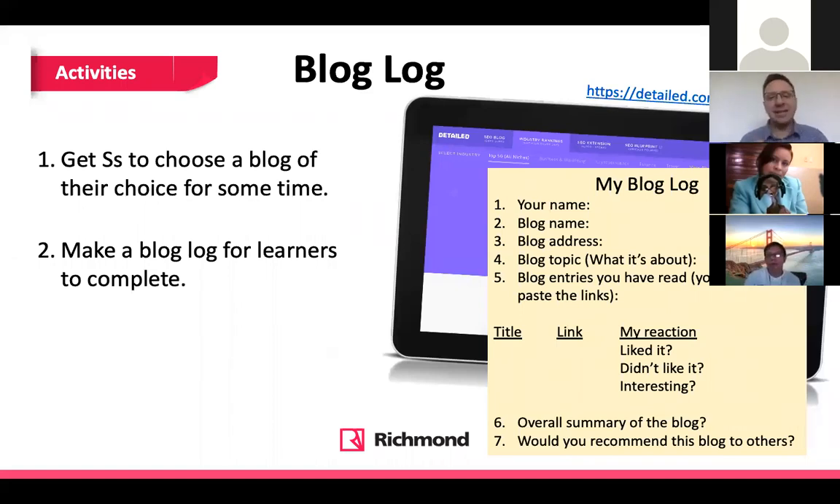Then we are going to ask students to detail all the entries, okay? So for all the different entries, all the different posts that appear in the blog and that they read, they're going to write there the titles of those entries. They're going to give us the link, and they're going to share their reaction, whether they liked it, they didn't like it, whether they think that it was interesting, why it was interesting, etc.